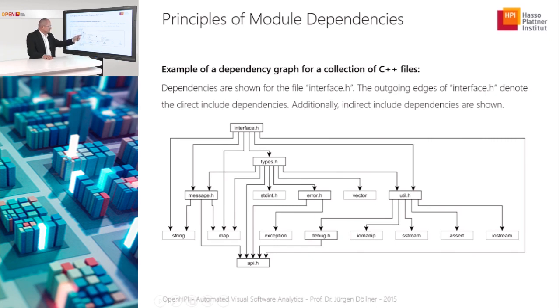Of course, these other classes may have also some dependencies, for example, include relations, and this way we get indirect include dependencies that are also shown in this diagram. It turns out that, for example, some classes like map are directly included and it is also indirectly included. So the whole set of interconnected, interdependent modules are represented by this dependency graph.